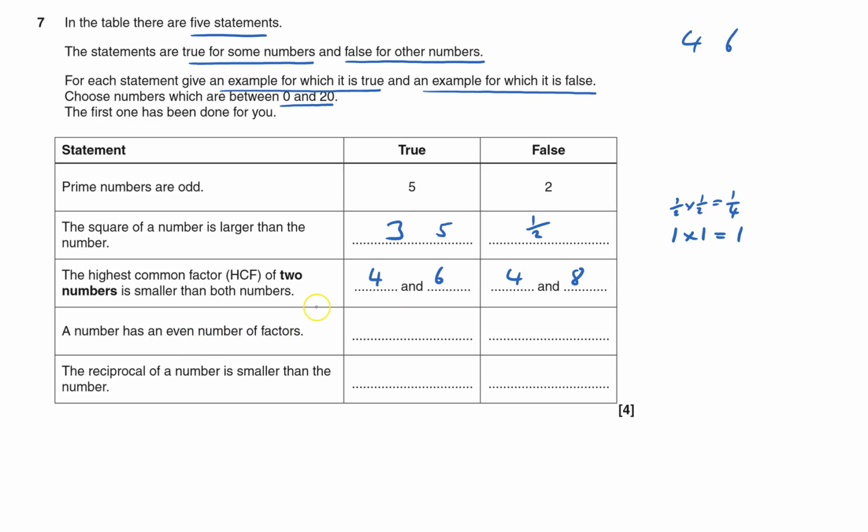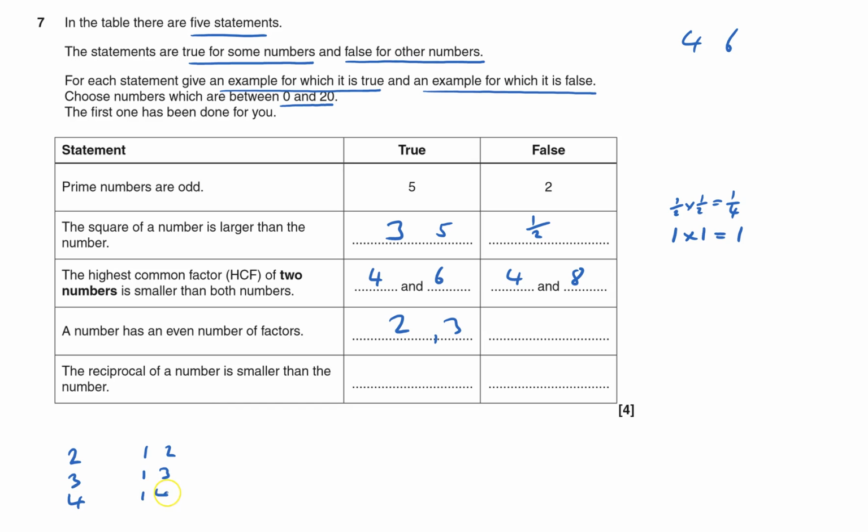A number has an even number of factors. We'll try it. 2. 2 has got 1 and 2. They're the two factors, so that is true. Let's try 3. 3 is 1 times 3, so that is also true. It has an even number of factors.